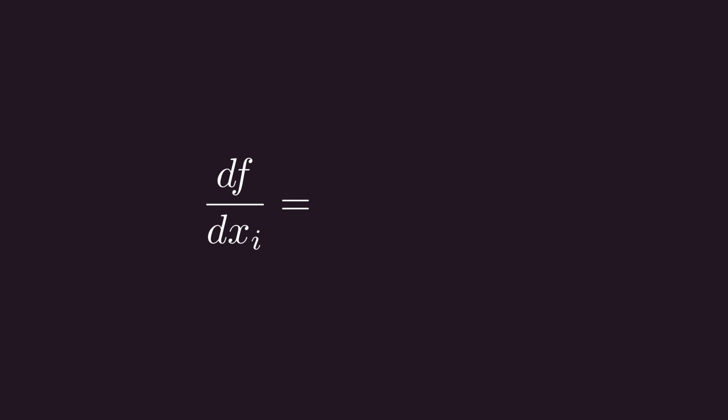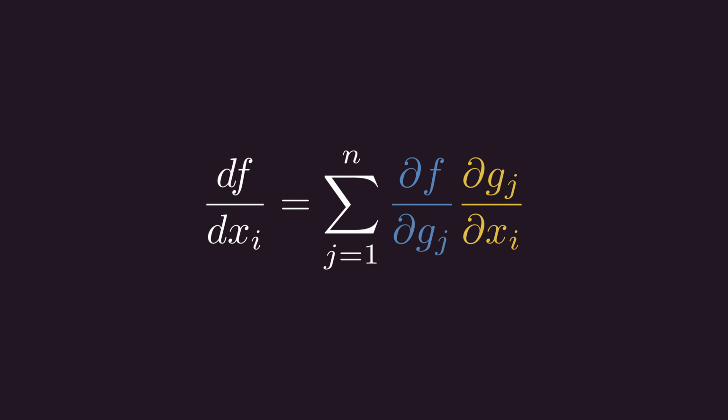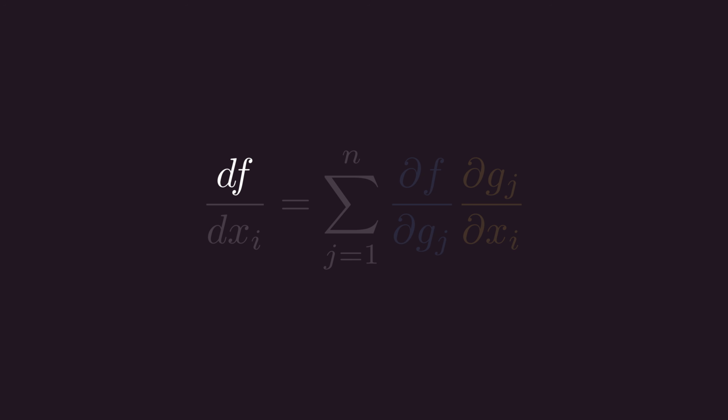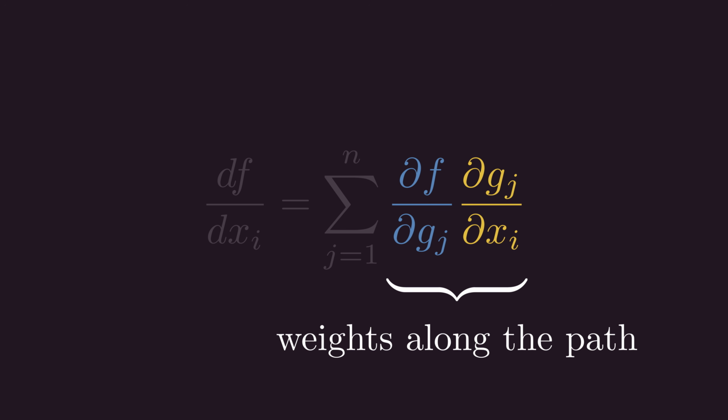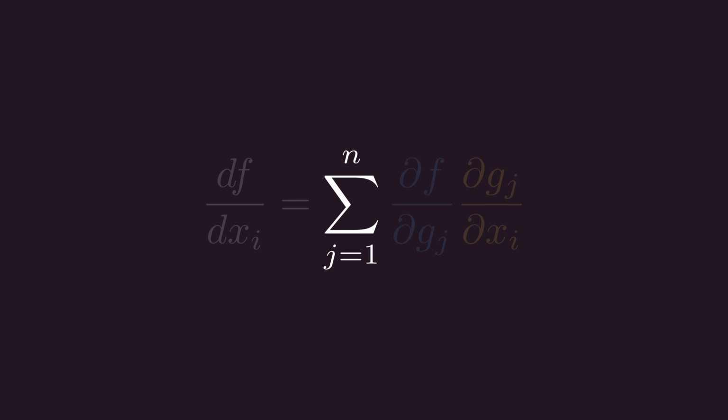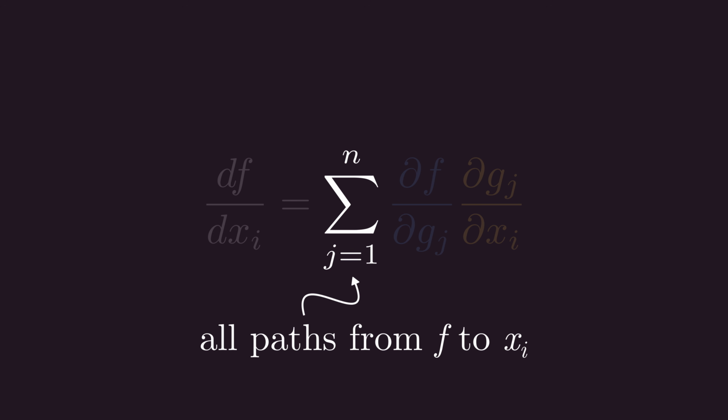Now we can see the pattern. In general, if you want to take the derivative of the node f, which is the terminal node, with respect to the node xi, which is the starting node, you take the product of the weights for each path from xi to f and sum it together for all paths.